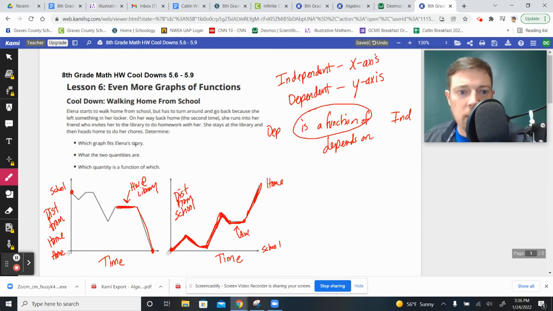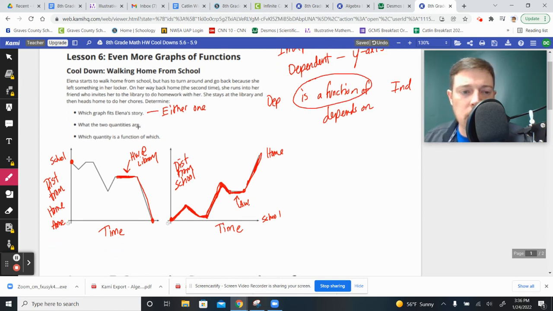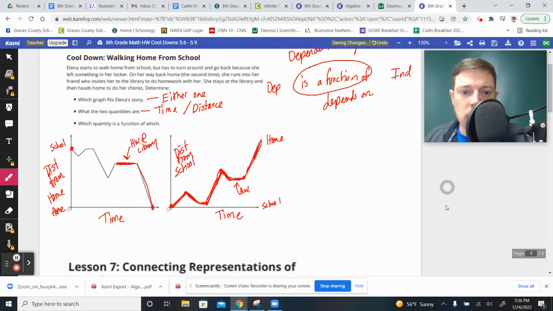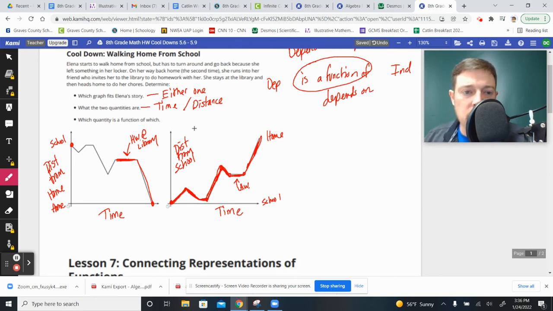So, which graph fits Elena's story? We really could say either one. For this first one, we could say what the two quantities are. They are time and distance from home or school. Time, and we'll just say time and distance. And which quantity is a function of which? Well, since we're just going to lump these into distance, and these are our dependent variables, we would say distance is a function of time.